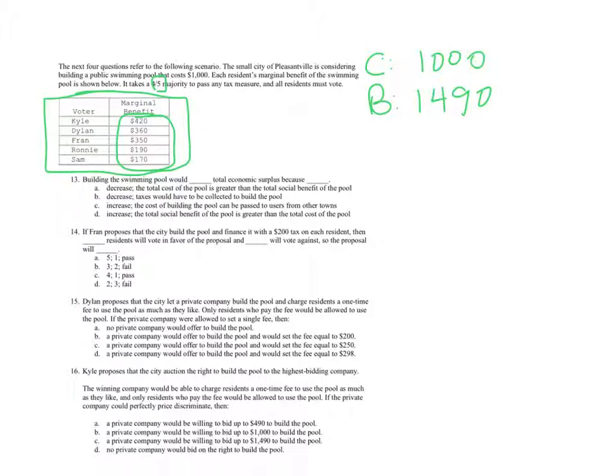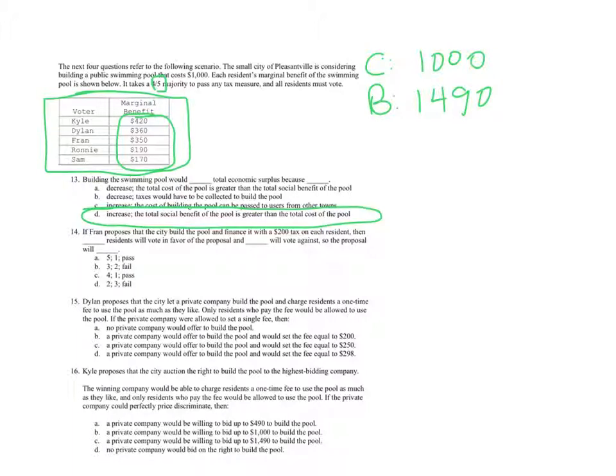But if it requires a 4/5 majority, notice that, we'll get there. The first one, building the swimming pool would increase total economic surplus, because the total social benefit is greater than the total social cost. So this set of problems reviews a lot of the key ideas in the chapter, I think it's 14. I should have double-checked that chapter number.